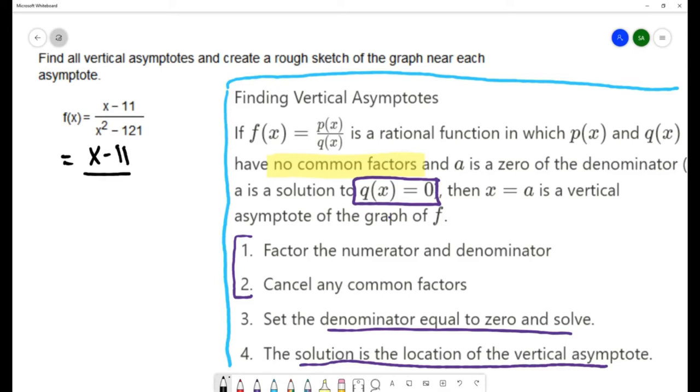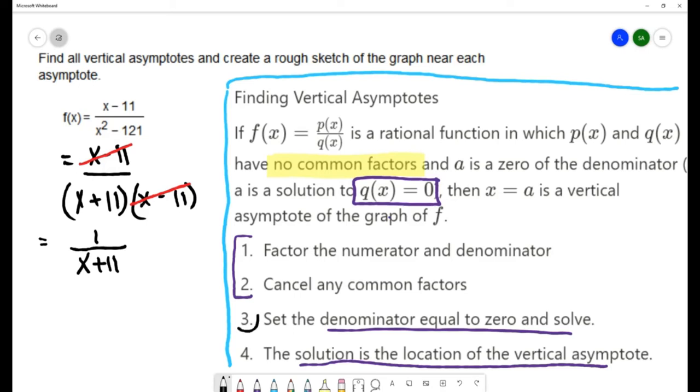The denominator is a difference of squares, so we're going to factor that as x and x, 11 times 11 is 121, and we're going to have a plus and a minus. So this does give us a common factor. We're going to cancel out that common factor of x minus 11, and we get 1 over x plus 11. So we've now taken our function. It had common factors. We got rid of the common factors.